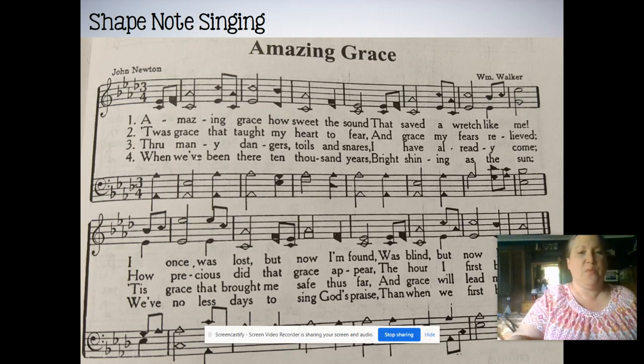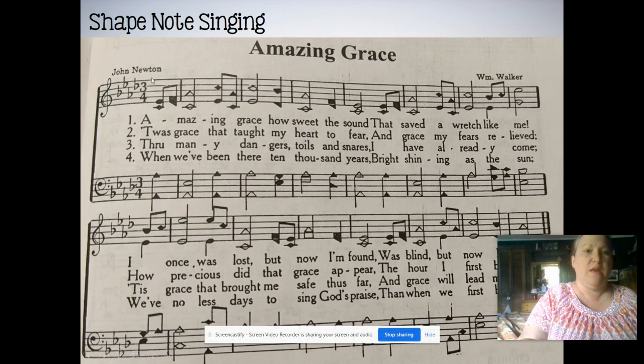All right, and I'll just go over the parts of the hymn again. So we have the soprano part, alto part, tenor part and bass part. This is in 3/4 time, so we're going to have 3 beats in each measure. This is a measure line.